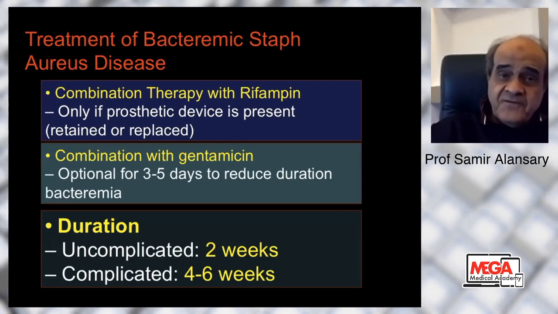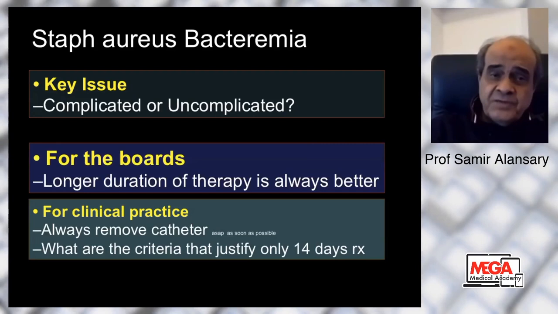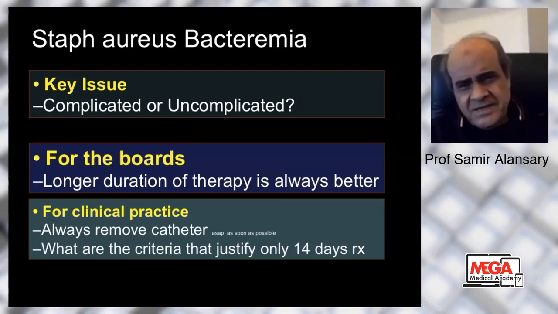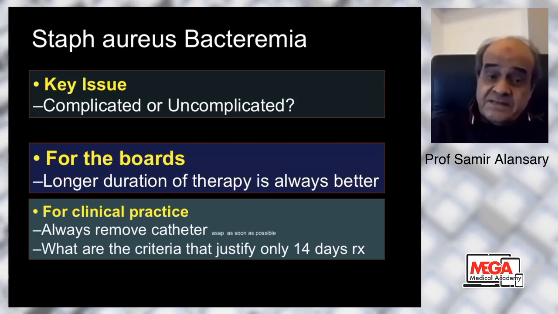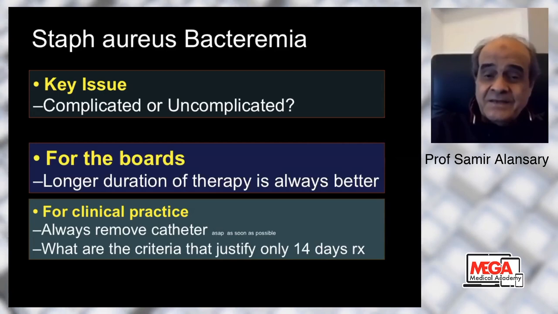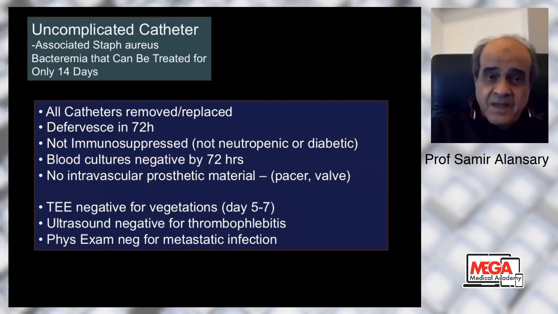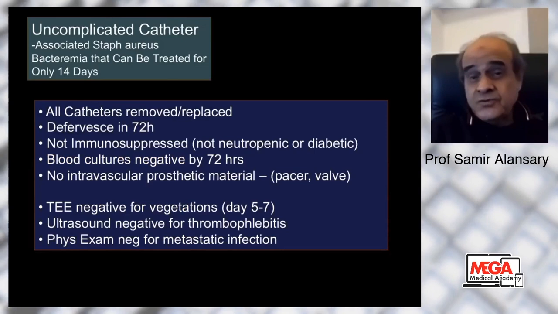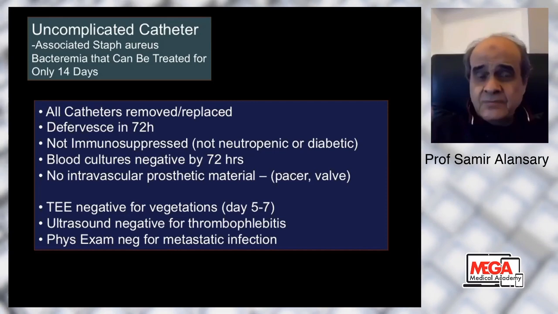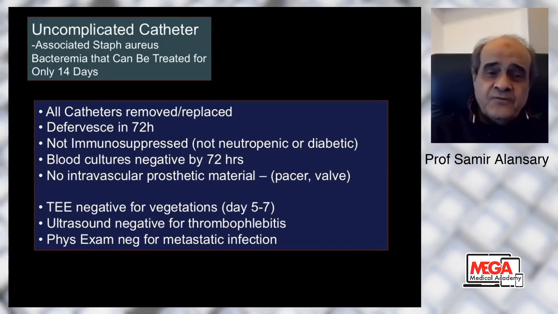In staph aureus bacteremia, we have to differentiate between complicated and uncomplicated. For the board, you can select the longer durations, which is safer, and always, as I said, remove the catheter, remove the device, and be oriented with the criteria to use treatment for only 14 days. In such situations, all catheters are removed or replaced, not through a guide wire. Replacement of an intravascular catheter with a guide wire is now abandoned, prohibited. You have to select another site.